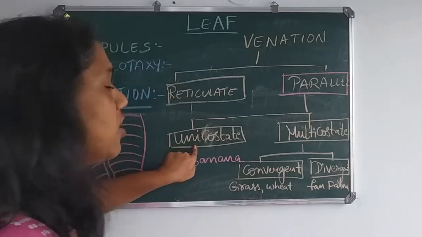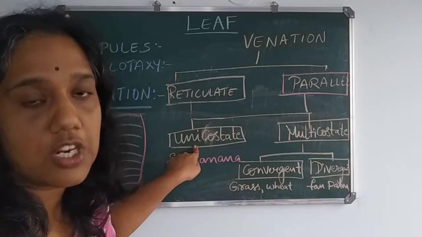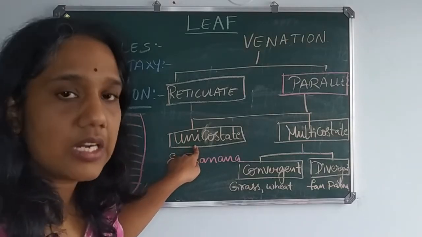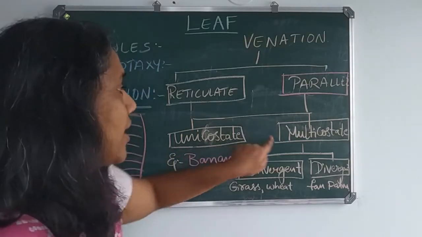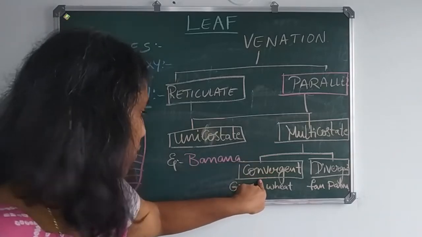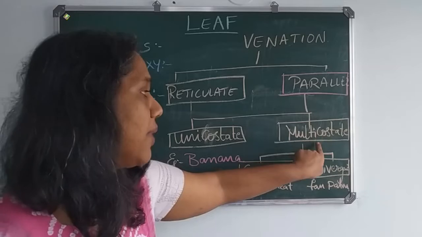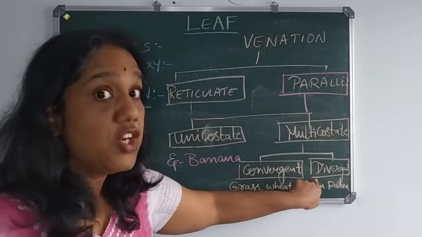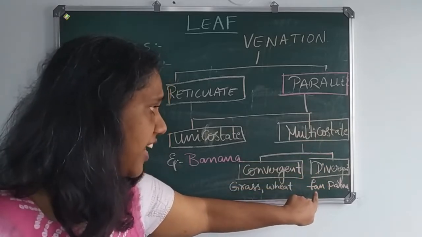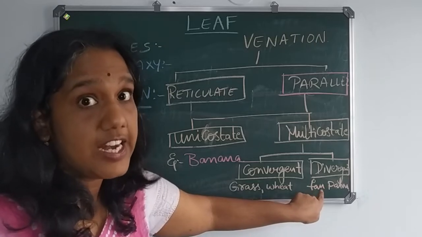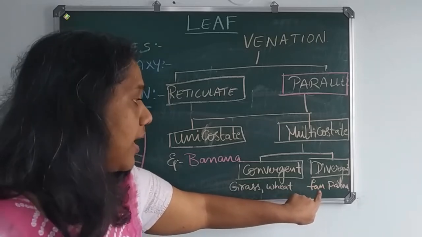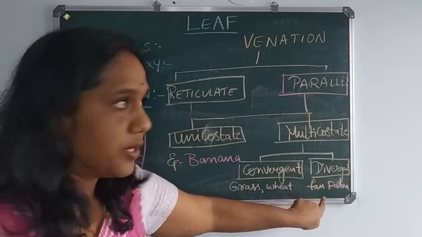Multi-reticulate unicostate examples include banana, banyan, and mango. Whereas a multicostate convergent example is cinnamon and ziziphus, and multicostate divergent reticulate examples are castor, haralenne, gida, and also cucumber.